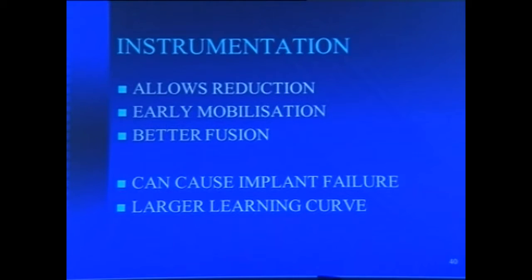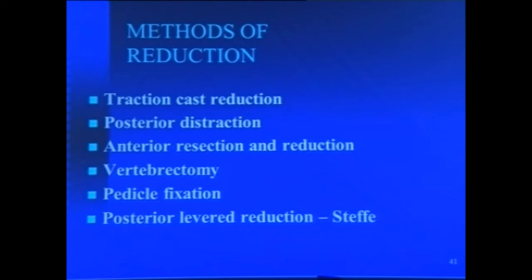After 92, 93, when the instruments became available in our country, we started using them, and they help in reduction, they help in early mobilization, and the fusion rate is also better, but it has a tendency for implant failure, and the learning curve is slightly longer. The methods of reduction for the slip could be traction cast reduction, posterior distraction, anterior resection and reduction, vertebrectomy, pedicle fixation, the posterior lever reduction. What we are using for the reduction is the pedicle screw as well as the Schanz screws of Synthes.